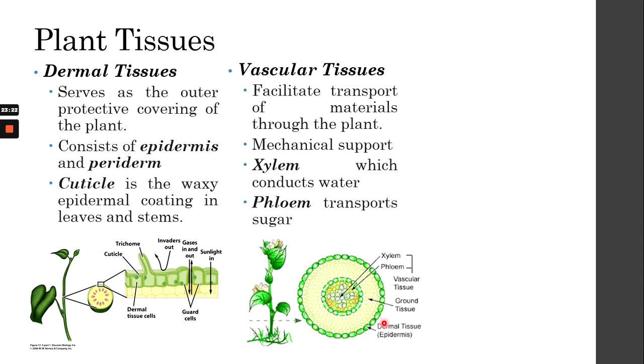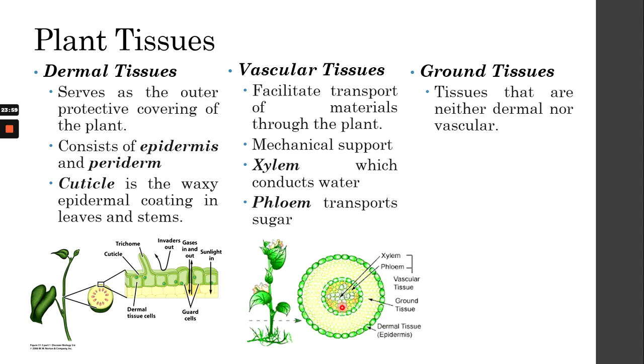So if you look here, you have the outer covering of your plant. This is your plant, and if you cut it open, you would see something like this. If you zoom in, for example, on a microscope, you would see your dermal tissues, which is the outer covering of your plant, and then you would see your xylem and phloem inside, because these tissues are the ones responsible for transporting materials. And then there's a third type of tissue called the ground tissues.